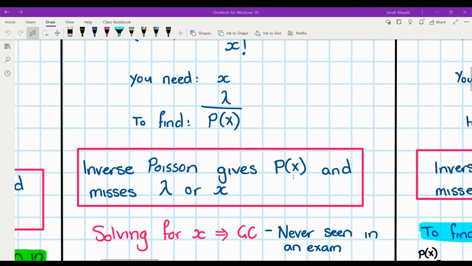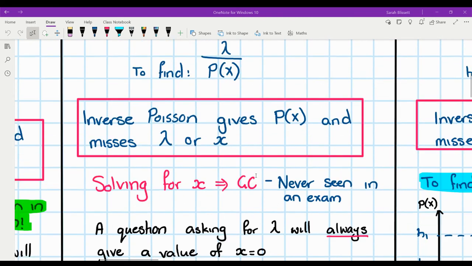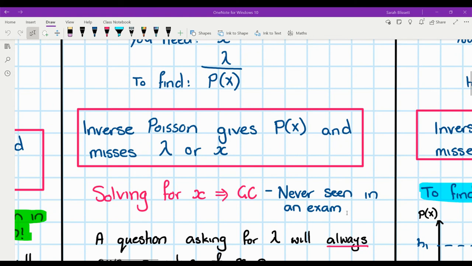The inverse Poisson gives you the probability of our event happening, and it actually misses out lambda or x. And x can be solved from the graphics calculator. However, again, it's never been seen in an exam like the binomial, because if you have a value of x, it's actually a lot more difficult to solve without a graphics calculator, so they've never actually put it in.